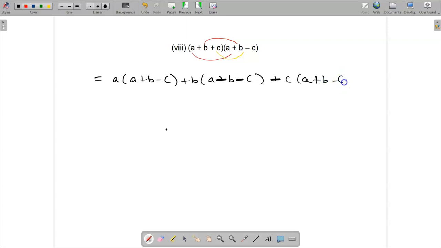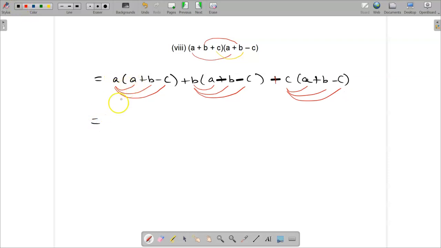plus B minus C). So once you have done that, multiply A with each and every term available within the bracket. Similarly B I need to multiply with each and every term. Similarly plus C I need to multiply with each and every term.